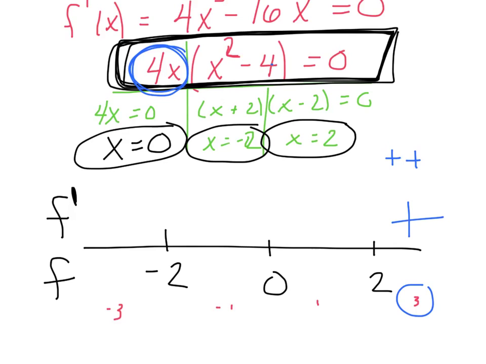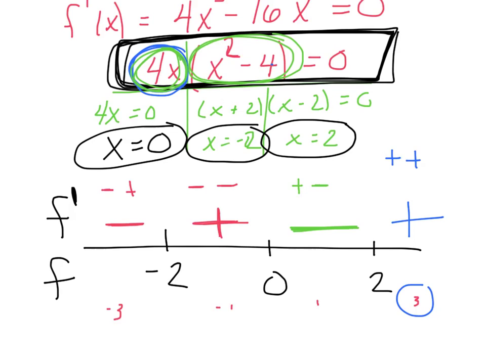Let's plug a 1 in. I'm going to plug a 1 into 4x and I get a positive. I'm going to plug a 1 into this term. 1 squared is 1 minus 4 is a negative. A positive times a negative is a negative. Plug a negative 1 in. 4 times negative 1 is a negative. Negative 1 squared is 1 minus 4 is a negative, and a negative times a negative is a positive. Plug a negative 3 in. I get 4 times negative 3 is a negative. 3 squared is 9 minus 4 is a positive. A negative times a positive is a negative.